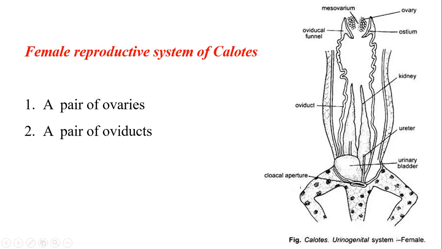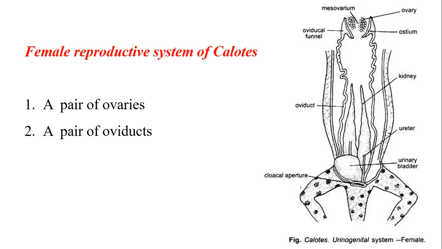The wall of the oviduct is glandular and it secretes albumin and also the shell of the egg. The eggs are released from the ovary into the body cavity and then pass into the oviduct. Fertilization in Calotes is internal and takes place in the anterior part of the oviduct. That means when the ovum enters the oviducal funnel in the anterior part, fertilization takes place.